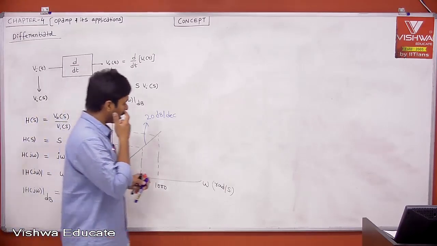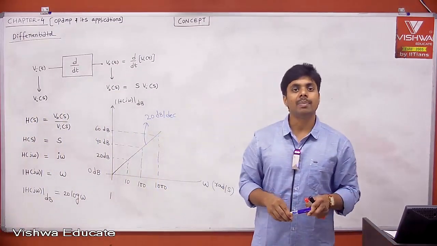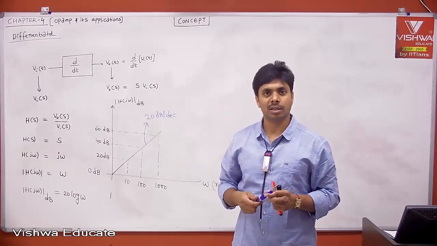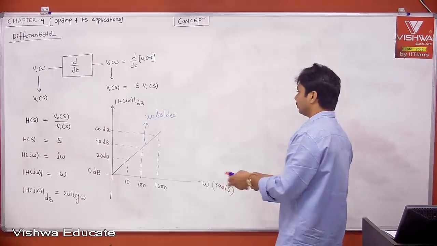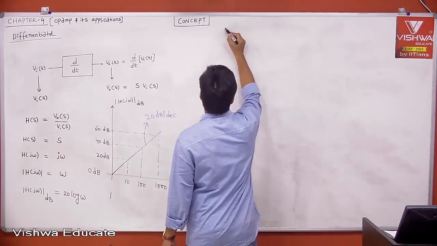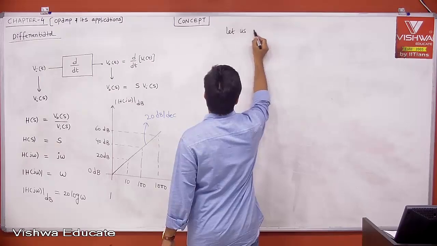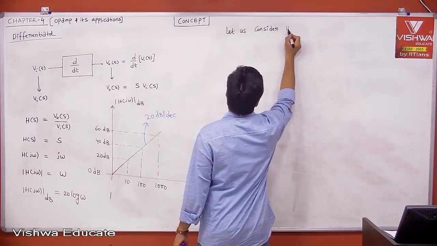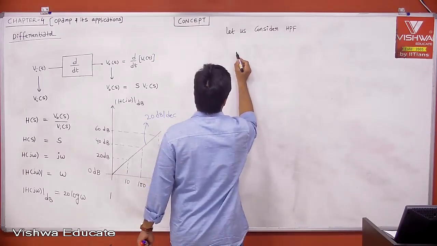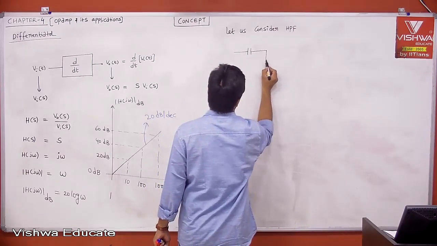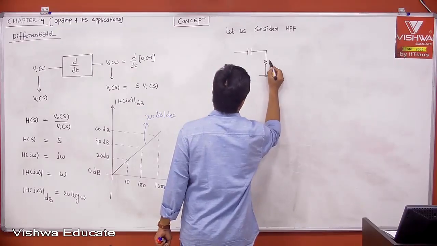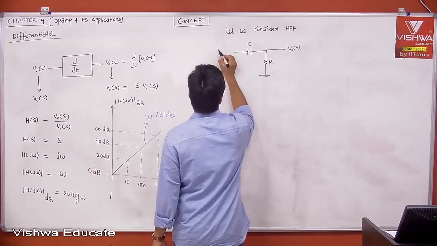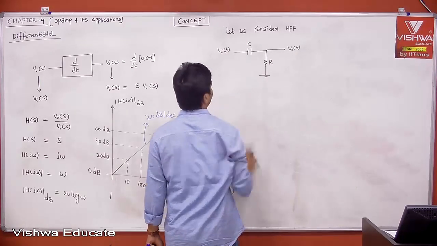Tell me, do you have any system which has the slope plus 20 dB per decade? A high pass filter, or a band pass filter in its low frequency range, right? Therefore, let us consider a high pass filter. What is a high pass filter? Just swapping the resistor and capacitor. Now this is your V naught of t, and this is Va of t.